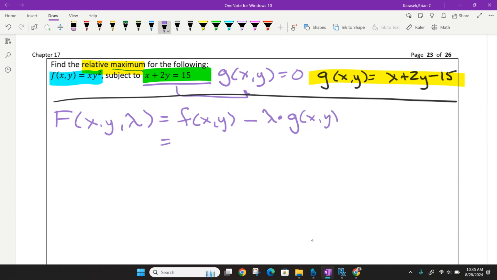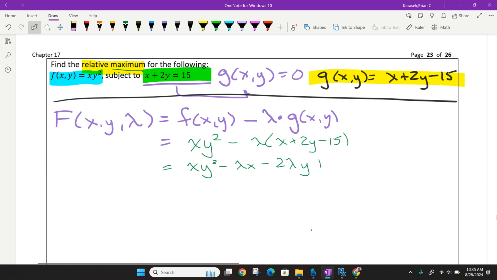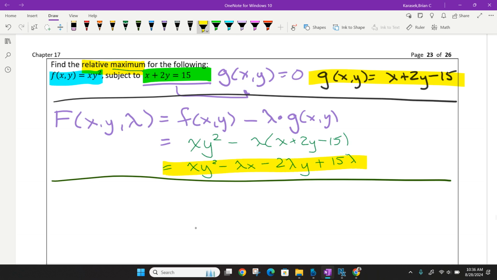Or in this case, when I replace the function notation with the proper variables, we get x y squared minus lambda times x plus 2y minus 15, or distributing out, we get x y squared minus lambda x minus 2 lambda y plus 15 lambda. All right, at this point, we've got our Lagrange function correctly created.